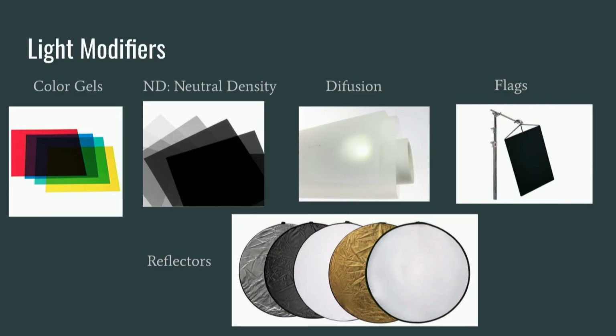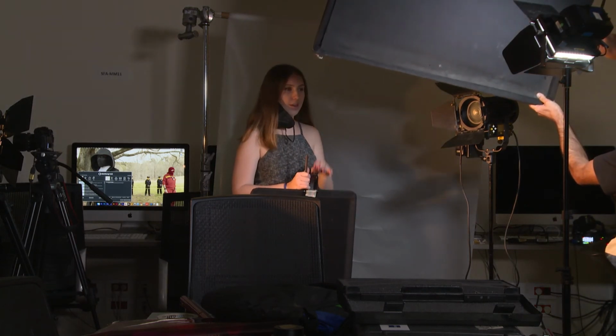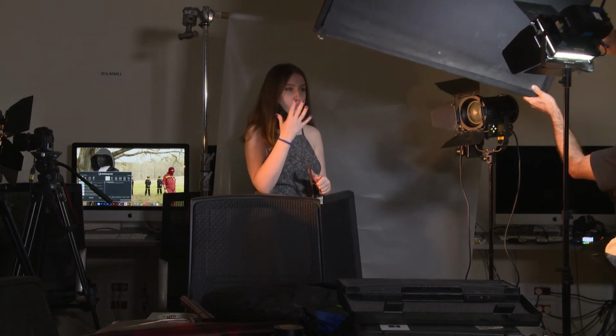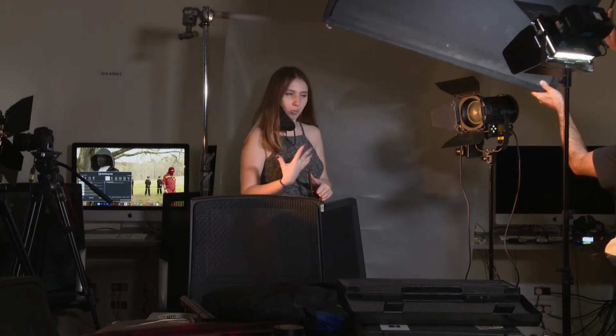Moving on to more light modifiers. We have something that's called flags. So what does a flag do? The flag blocks the light. With the flag, you can control the direction of the light, and you can control how much light is hitting your object or subject.